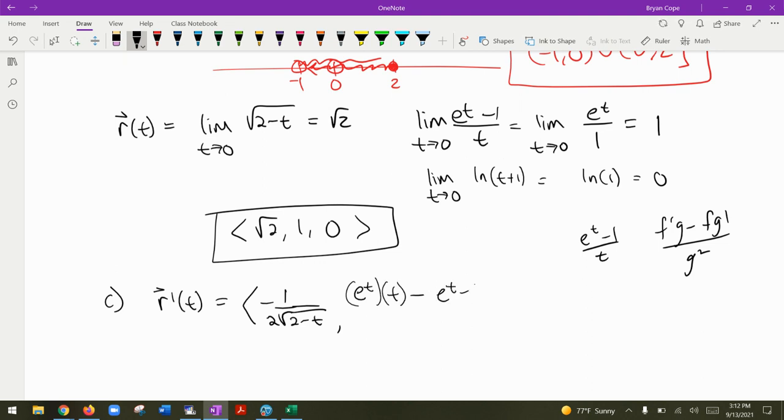Times 1. Divided by, wait, is it times 1? Yeah, times 1. Divided by t squared. Oh, sorry, yeah, t squared, g squared. Okay. Oh, that's a fun one to remember, isn't it? Okay. And then the last one was 1 over t plus 1.